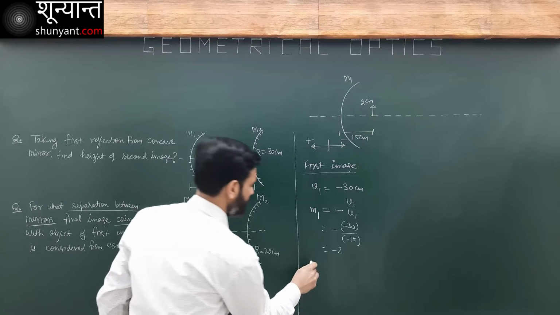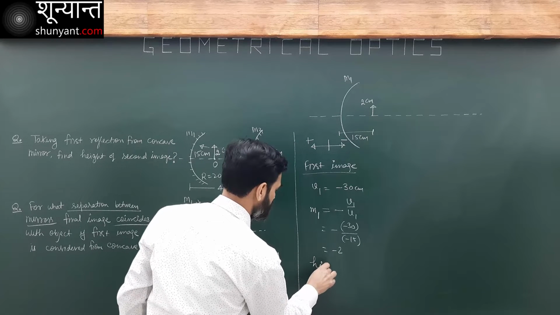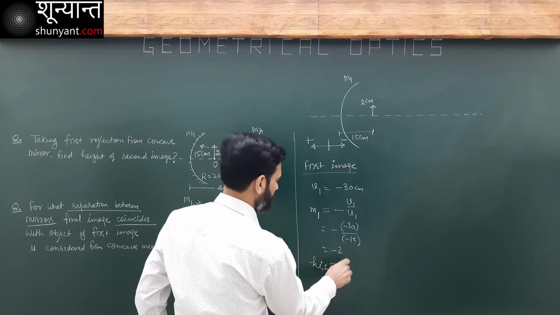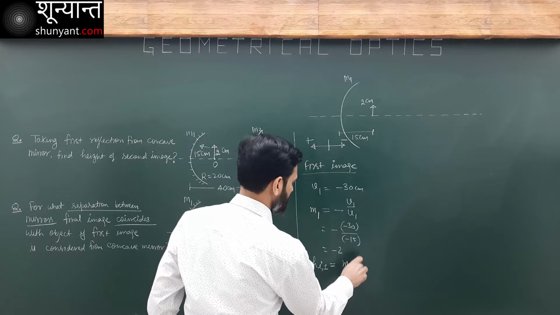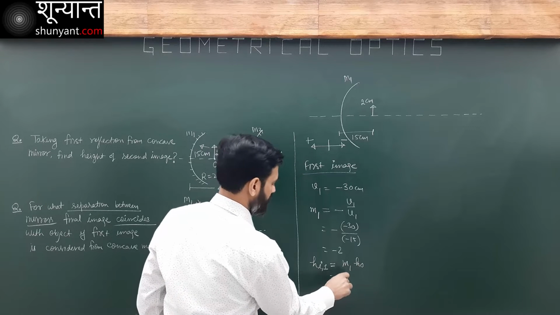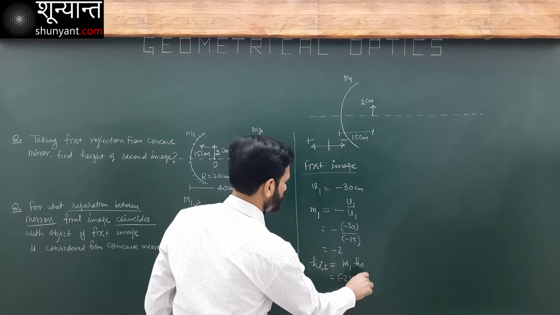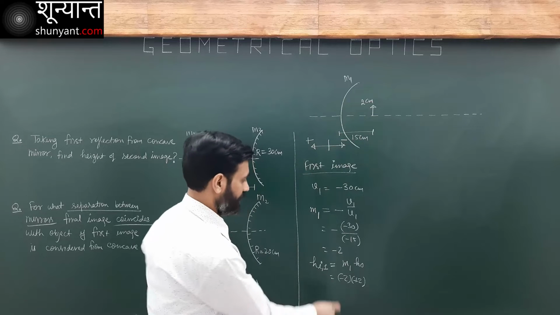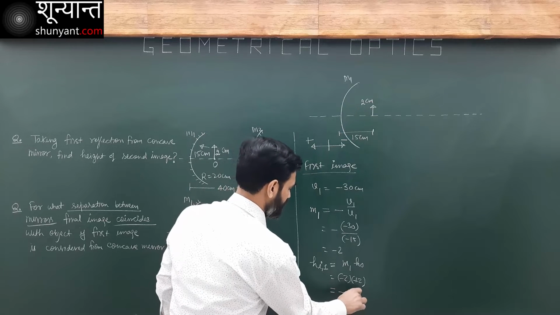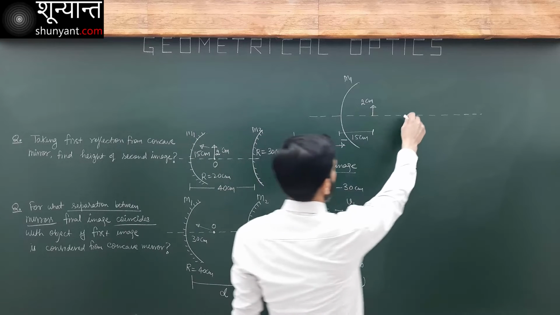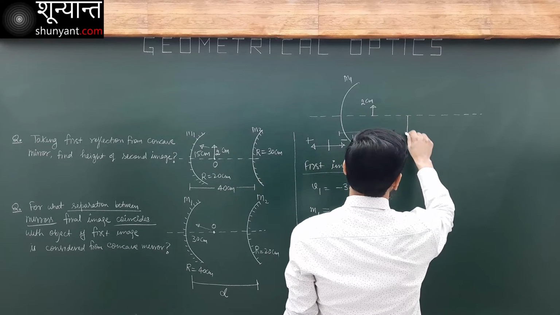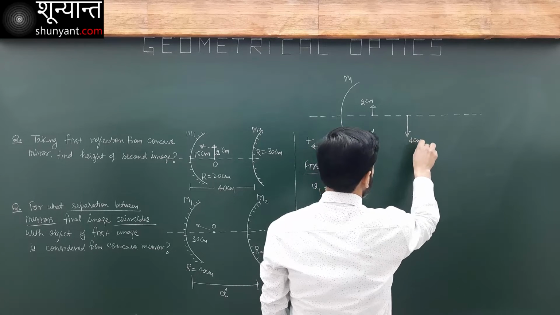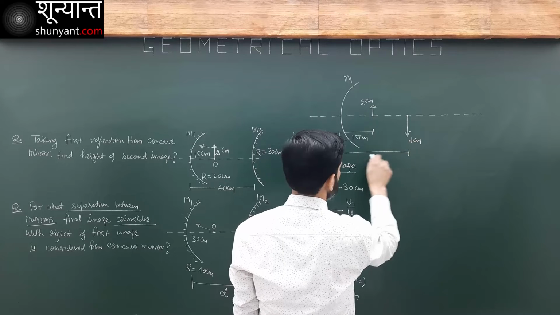Height of image. Which image? The first image. Height of first image is going to be equal to m1 times height of object, minus 2 times plus 2. This object is above the principal axis, above the principal axis positive. This is going to be minus 4 centimeter. That means I am going to have an image here. This will be 4 centimeter. And this distance is going to be 30 centimeter.